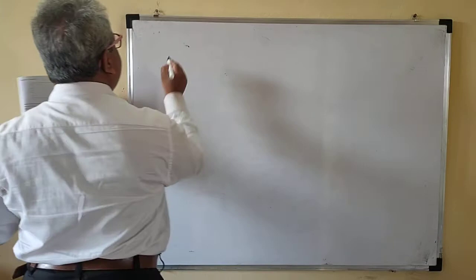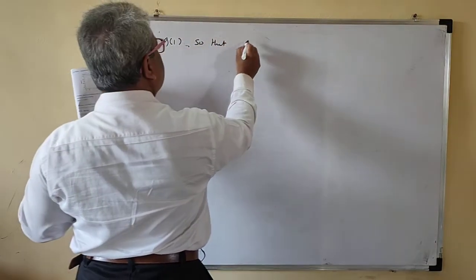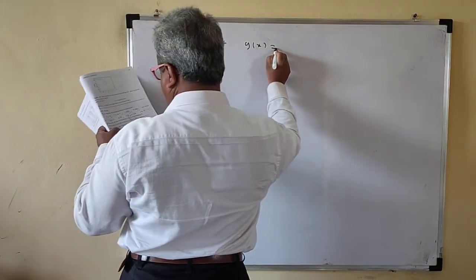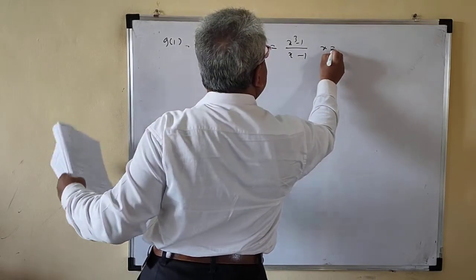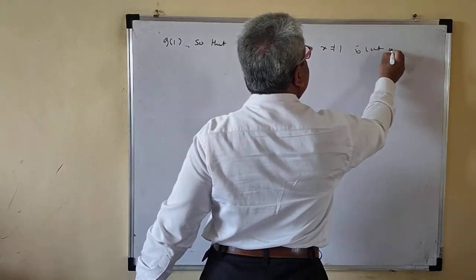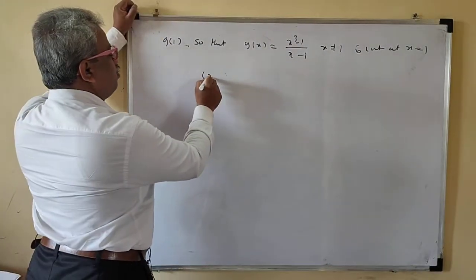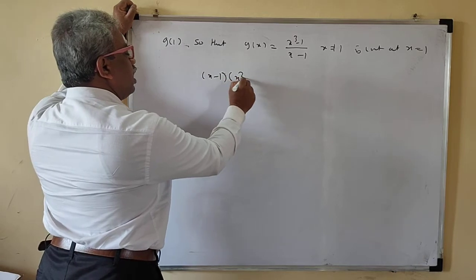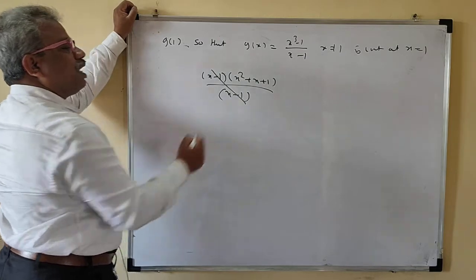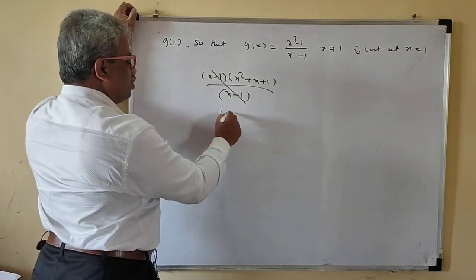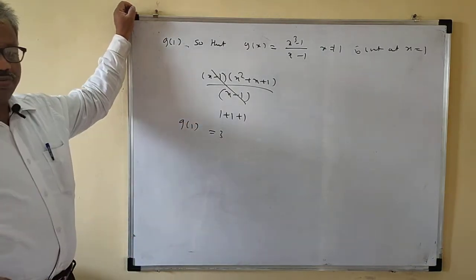Now define g of 1 so that g of x is equal to x cube minus 1 upon x minus 1, for x not equal to 1, is continuous at x equal to 1. I only have to factorize this: x minus 1 times x square plus x plus 1 upon x minus 1. The x minus 1 gets cancelled, so this is 1 plus 1 plus 1, which is 3. So g of 1 will be 3.